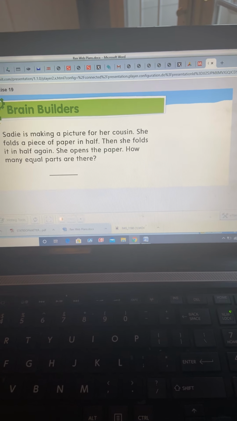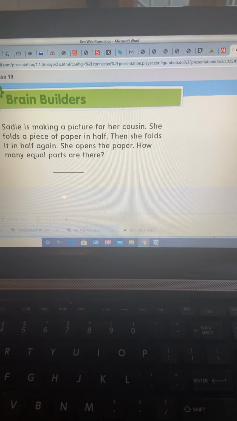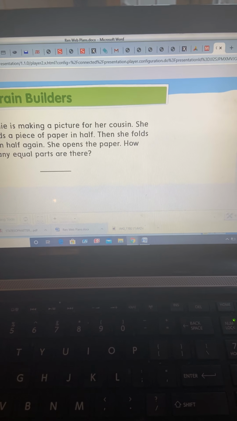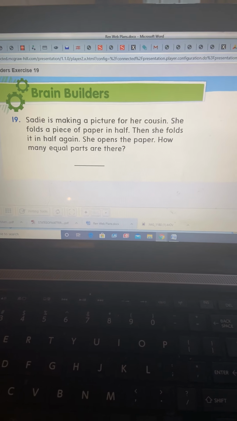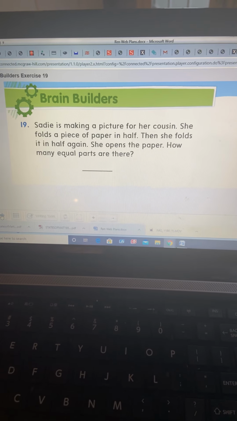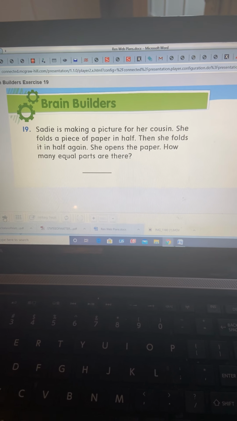Okay, boys and girls, this one's a challenge one. I want you to do this one. Fold a piece of paper in half and then fold it in half again. And how many do you see when you open it up? And you can actually just try folding different papers different ways and see what you come up with.